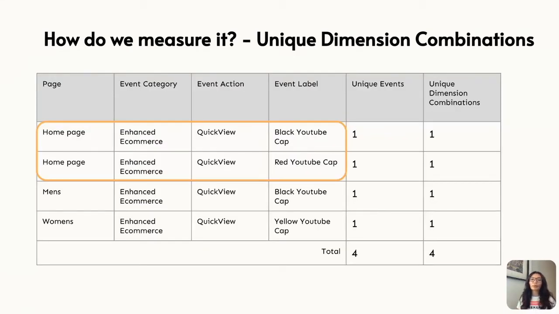If you went on the Google Merchandise website and clicked on a black and red hat on the home page, a black hat on the men's page, and a yellow hat on the women's page, your interactions in Google Analytics would look something like this. Total unique events would be 4, and unique dimension combinations would be 4 for the 4 unique actions that you have taken.